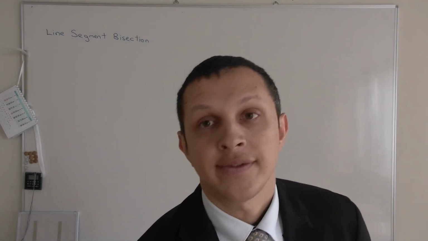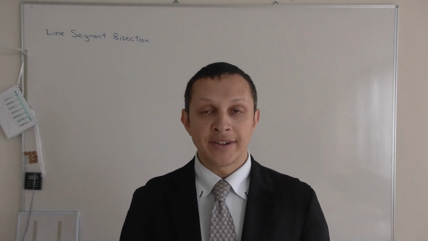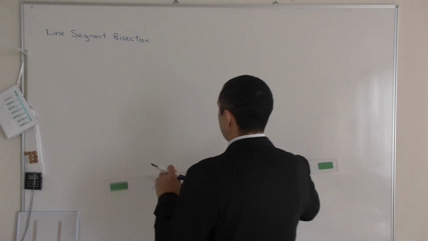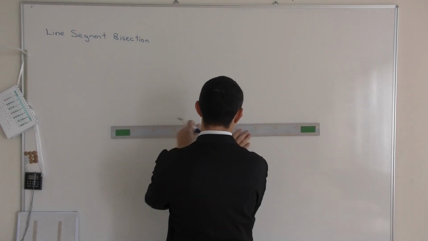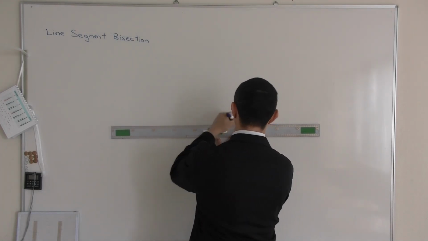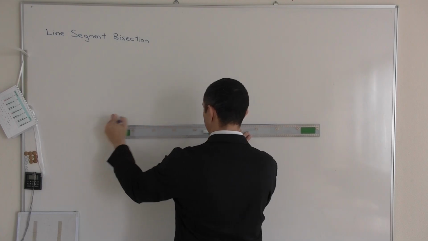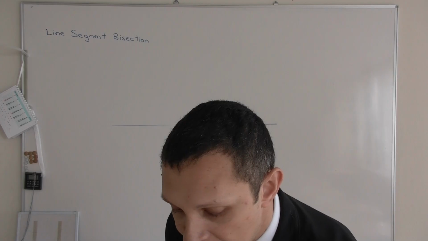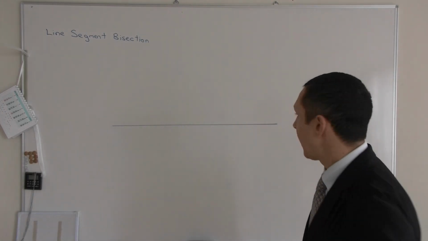Next we will bisect a line segment. First of all, on your worksheet it might already have a line segment, but if it doesn't, please draw one. If it doesn't specify, you can draw it to whatever length you want. If it does tell you, please draw it to the correct length.